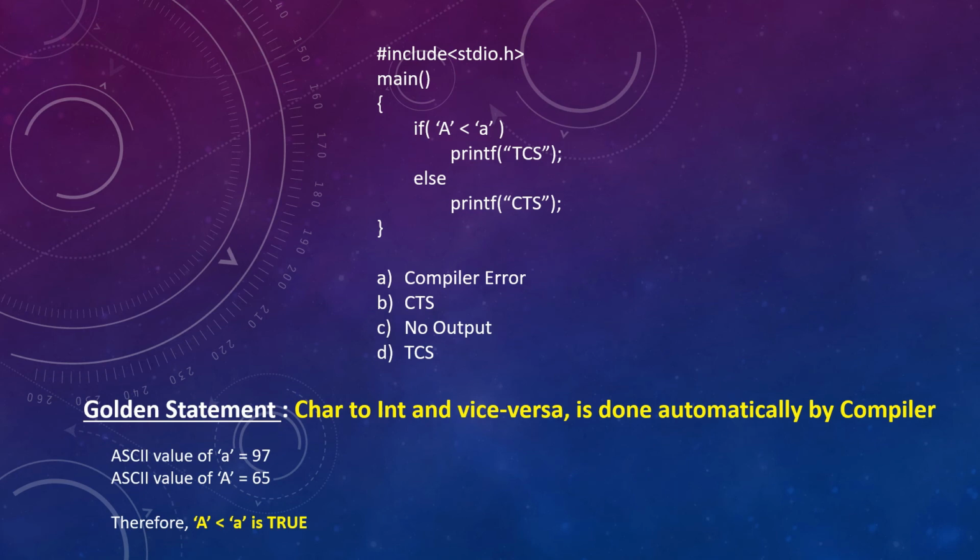The ASCII code of small a is 97 and the ASCII code of capital A is 65. As I said earlier, you need to know the ASCII codes of capital A to capital Z and also small a to small z. If you know that, then the majority of questions will be solved easily by you. So here, 65 is obviously less than 97, meaning capital A is less than small a. So our condition is true, so we will be printing TCS. The output will be TCS.